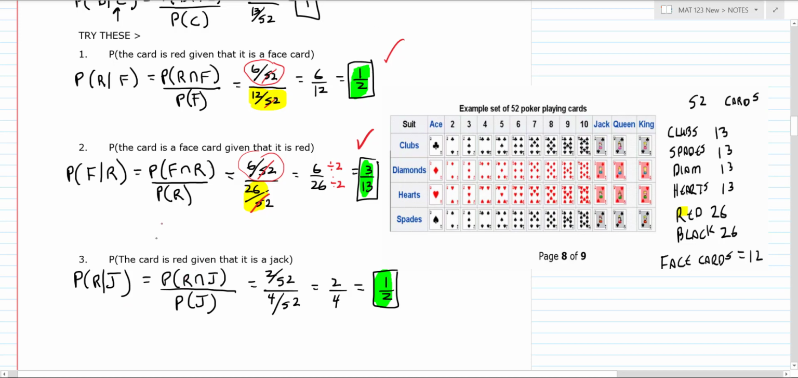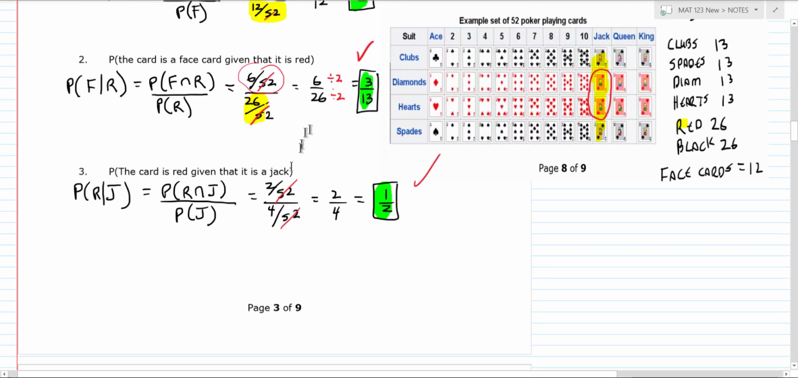All right, so what you do is the probability that it's a red intersect jack. So red cards intersect jack would be this. There are 2 cards in the deck that are jacks that are also red, so that's 2 out of 52. The probability of a jack is 4 out of 52, since there are 4 jacks in a deck. Again, the 52s cross out, and 2 over 4 reduces to a half. So you have a card in your hand, I'm telling you it's a jack, and I'm asking you, what is the probability it's red? Well, half of the jacks are red. All right, so that's how you get that.